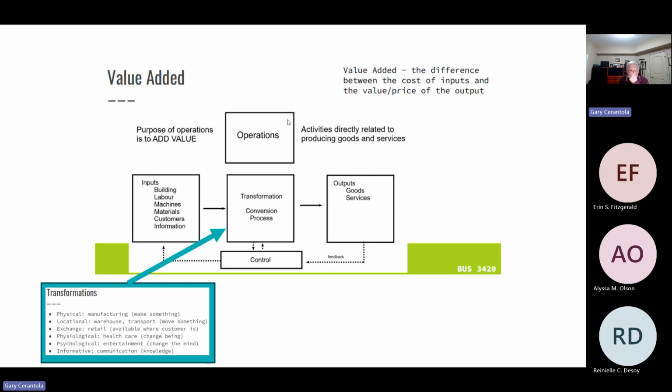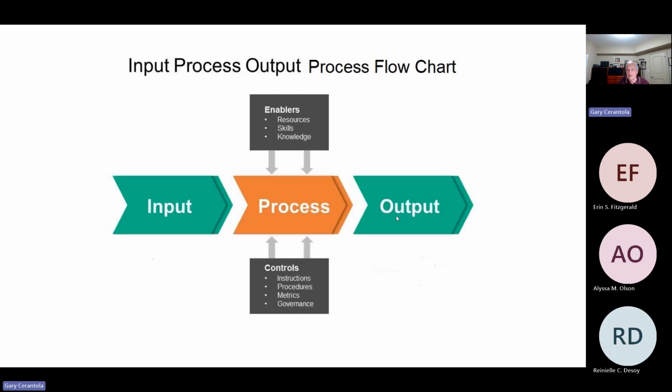Okay. So again, understand what your transformation is. You're going to have to calculate the added value, and essentially, it's an input to output process flow chart that you have to create. So you're going to have some inputs, you're going to put something together, and then you're going to have outputs. And in that process, you're going to have resources and skills and knowledge, and then you're going to have some controls. What gets measured gets done, right?